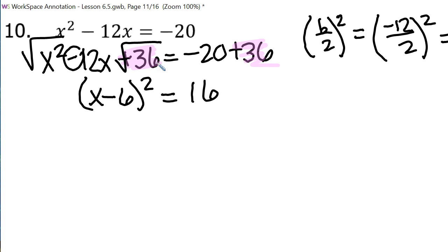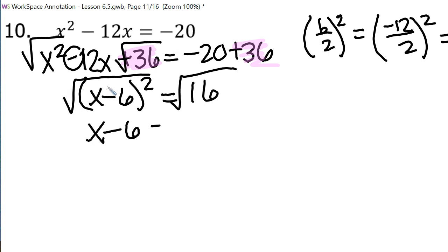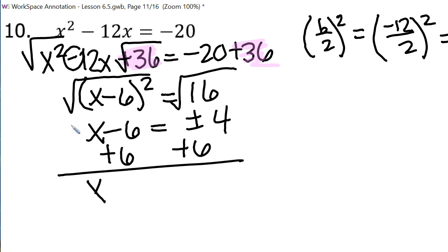16. How do I get rid of the square? Square root it. So square root the left side, square root the right side. And what happens when we square root the square? They cancel, so bring down your x minus 6. And what's the square root of 16? Plus or minus 4. What do I do next? Add 6 to both sides. So that gives us x equals 6 plus or minus 4.